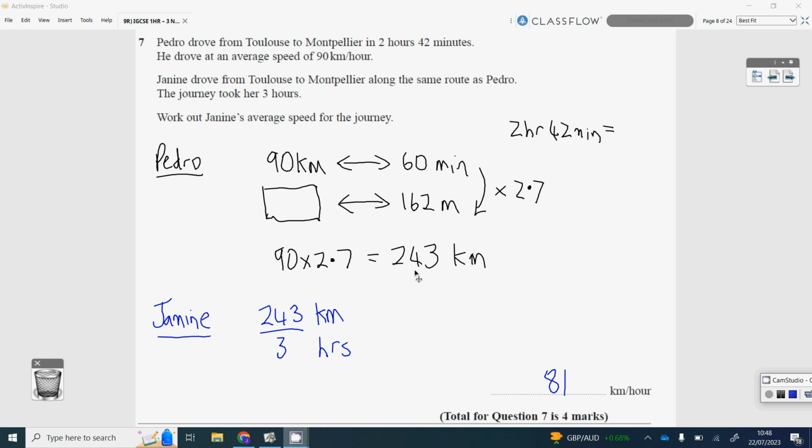Now, Jameen is travelling the same distance, 243 kilometres. The journey took her 3 hours, so speed is distance over time. 243 divided by 3 gives us 81 kilometres per hour.